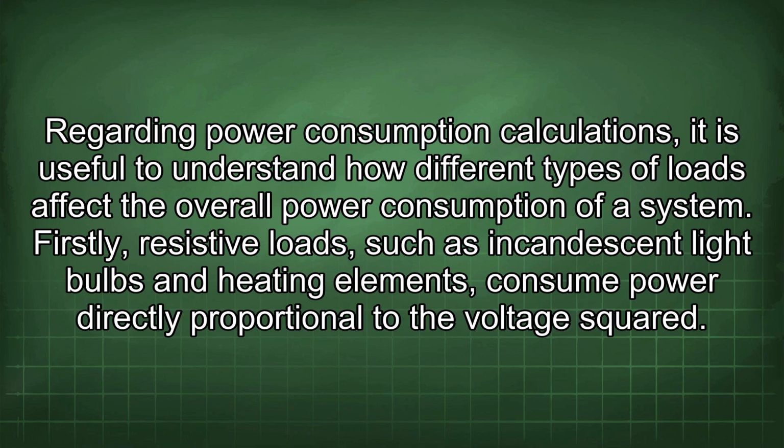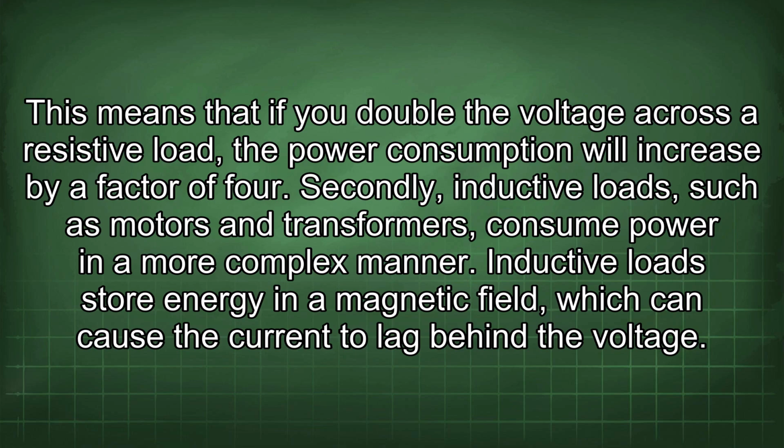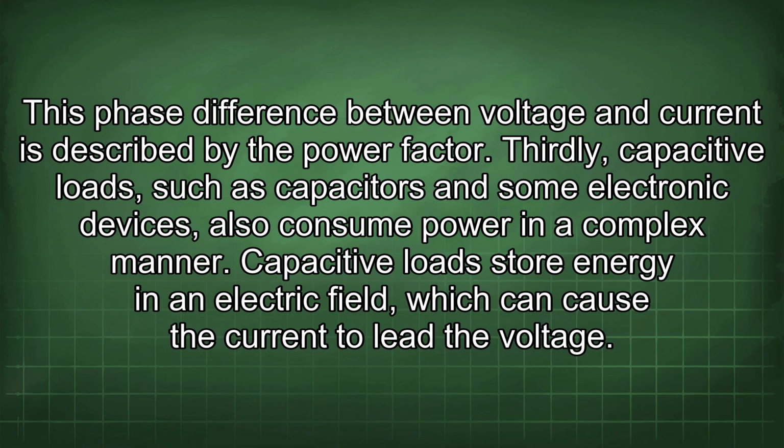Firstly, resistive loads, such as incandescent light bulbs and heating elements, consume power directly proportional to the voltage squared. This means that if you double the voltage across a resistive load, the power consumption will increase by a factor of 4. Secondly, inductive loads, such as motors and transformers, consume power in a more complex manner. Inductive loads store energy in a magnetic field, which can cause the current to lag behind the voltage. This phase difference between voltage and current is described by the power factor.